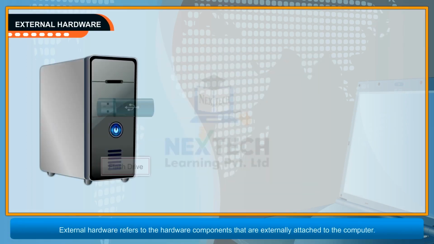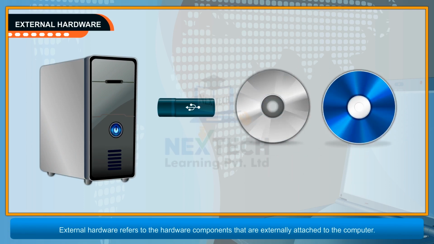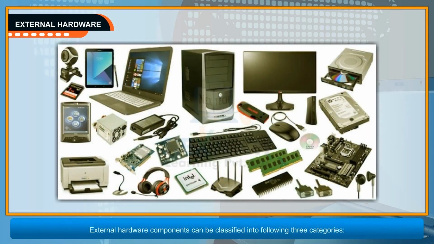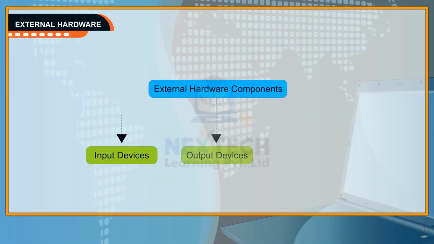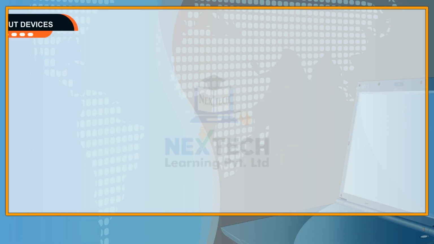External hardware. External hardware refers to the hardware components that are externally attached to the computer. These hardware components are also known as peripheral components. External hardware components can be classified into the following three categories: input devices, output devices, storage devices. Let us discuss them in detail.